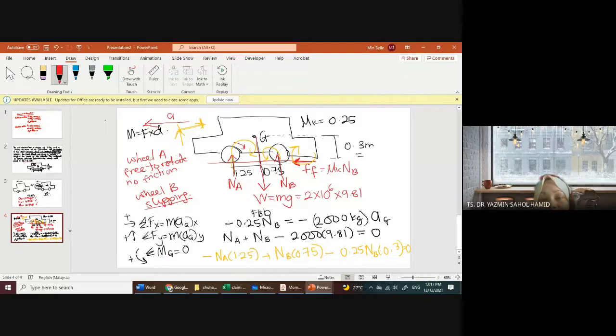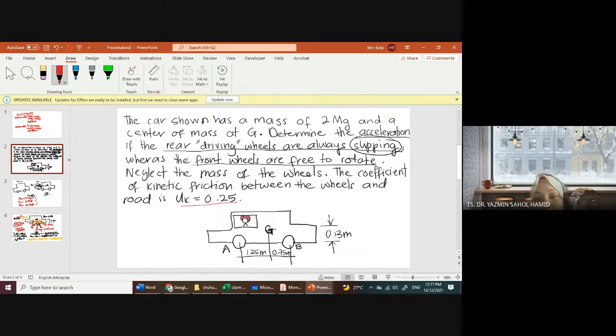So maksudnya untuk soalan jenis yang macam ni, you tak semestinya take moment dekat point G. Selain daripada point G, you juga boleh take moment kat point A. You juga boleh take moment kat point B. Dan you akan dapat jawapan yang sama. Anywhere you take moment, melainkan soalan tu dibagi tahu. Kalau dia tak bagi tahu, you boleh take moment kat point A dan terus dapat jawapan.